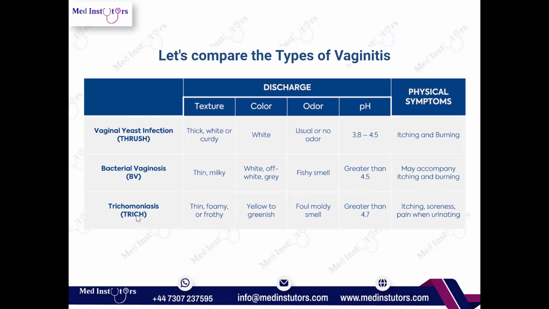Then trichomoniasis: thin, foamy, frothy discharge, yellowish to greenish color, foul, moldy smell, pH again greater than 4.7, and yes, there is itching, soreness, and pain when urinating.